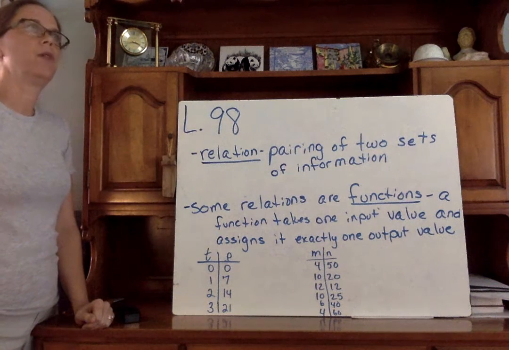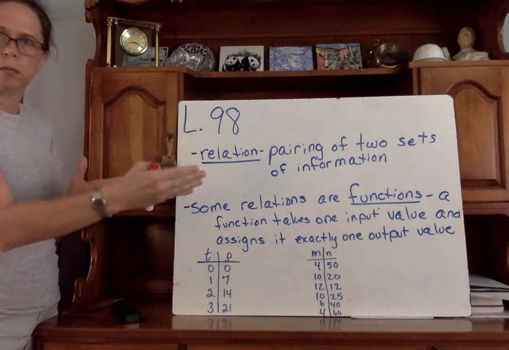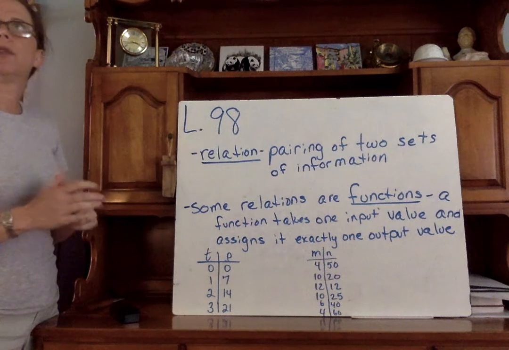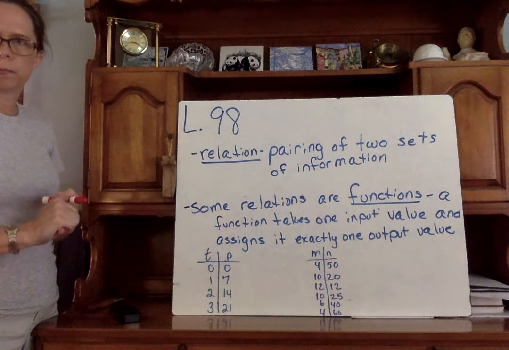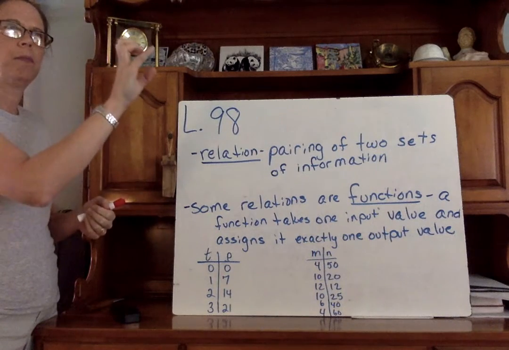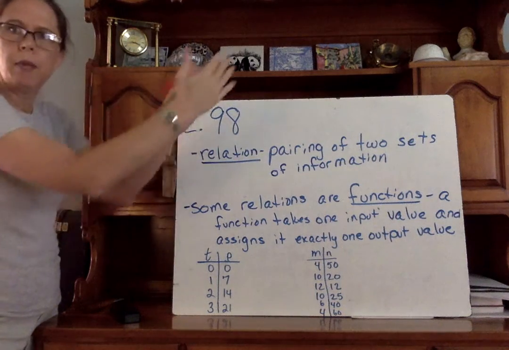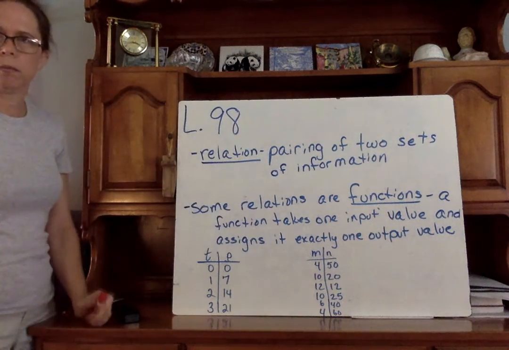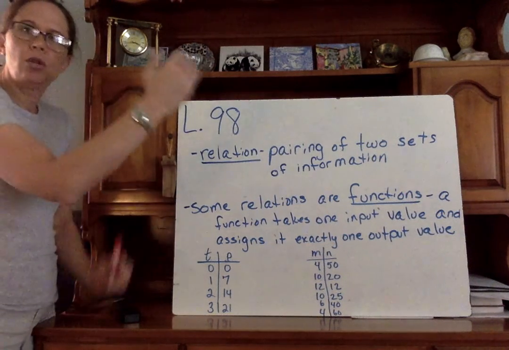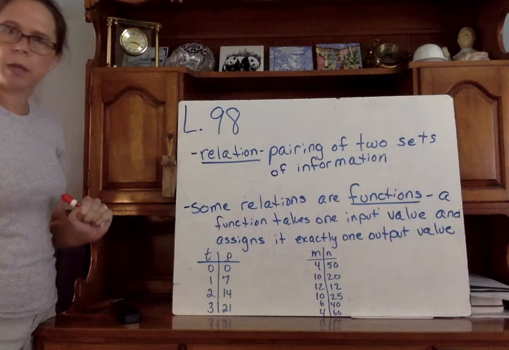So we think about a phone book. In a phone book, we pair names with phone numbers. That's a name-number relation. If there's a basketball game, they would have a relation between the jersey number and the number of fouls that player has. That's a number-number relation. So when we take two sets of information and pair them, we're talking about a relation.